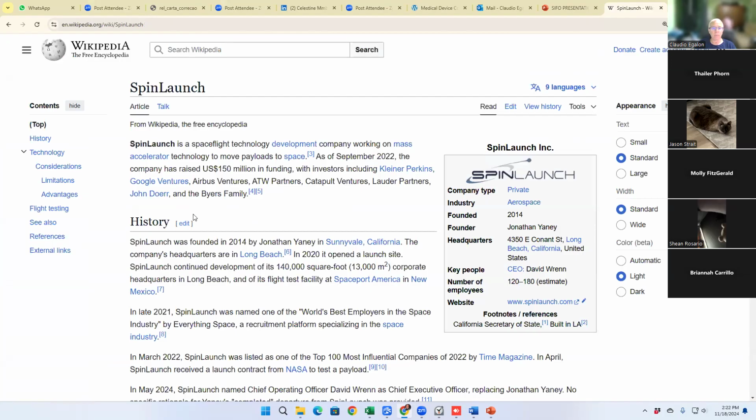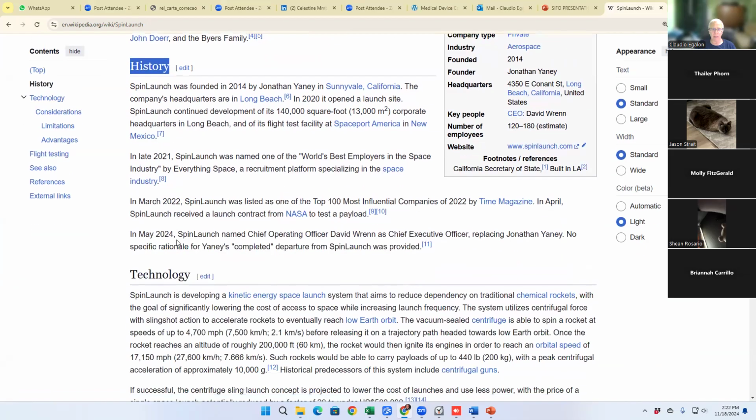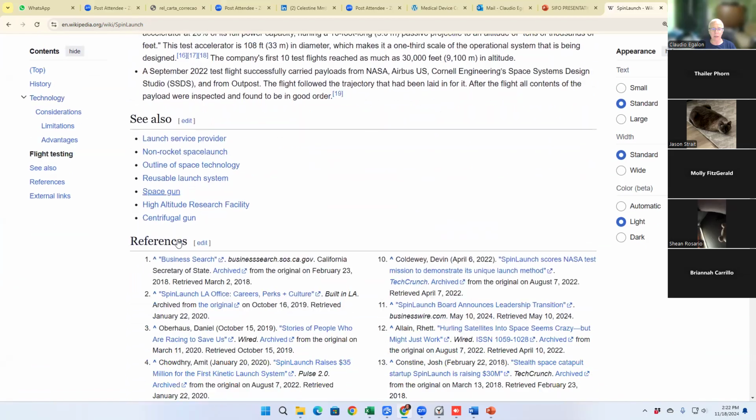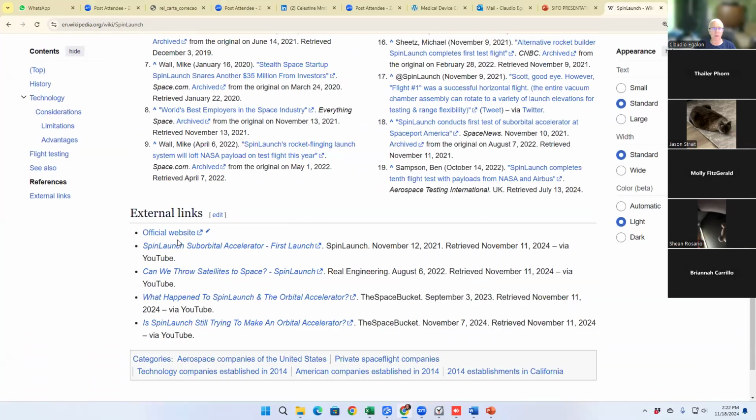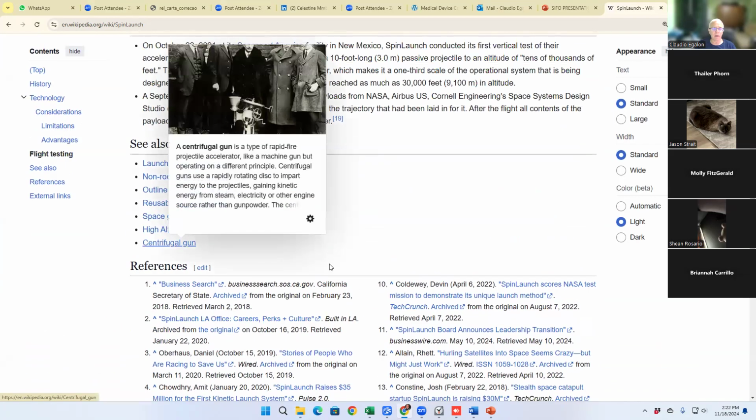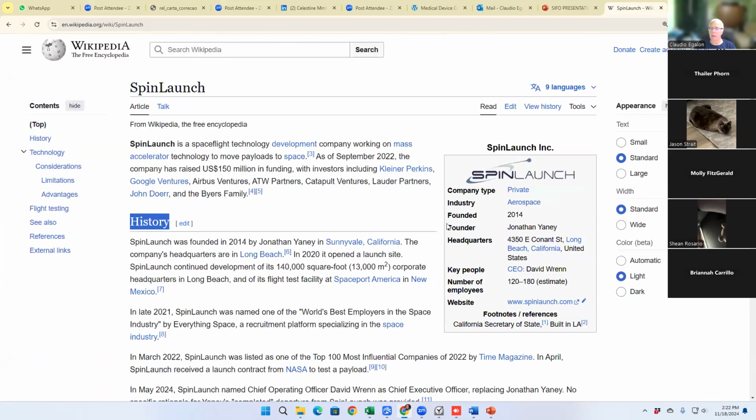SpinLaunch is a spaceflight technology development company working on mass accelerator technology to move payloads through space. Instead of putting fuel in your rocket, you just slingshot a payload into space. Here's the history of the company. For the technology, they don't have a picture, what a shame, but we can go to the company's website.